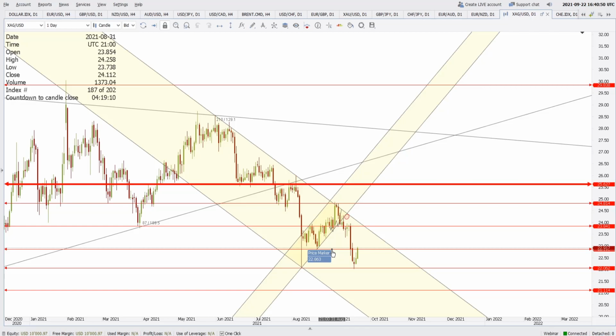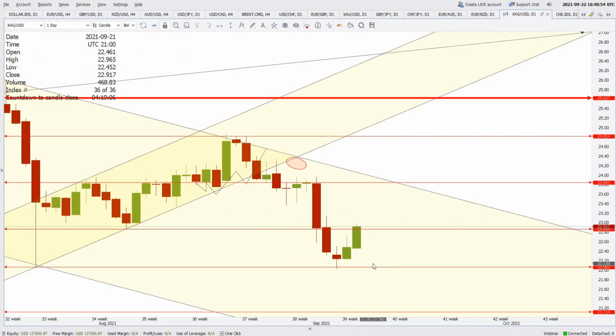But if it holds as a resistance, then we can see 22.06 again. But if it fails to hold as a resistance and the price breaks above and closes above 22.86, then we can also see 23.84 in this market.